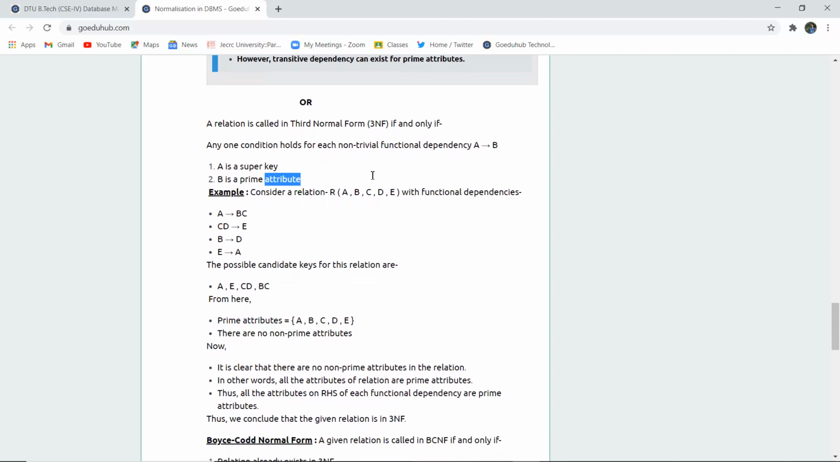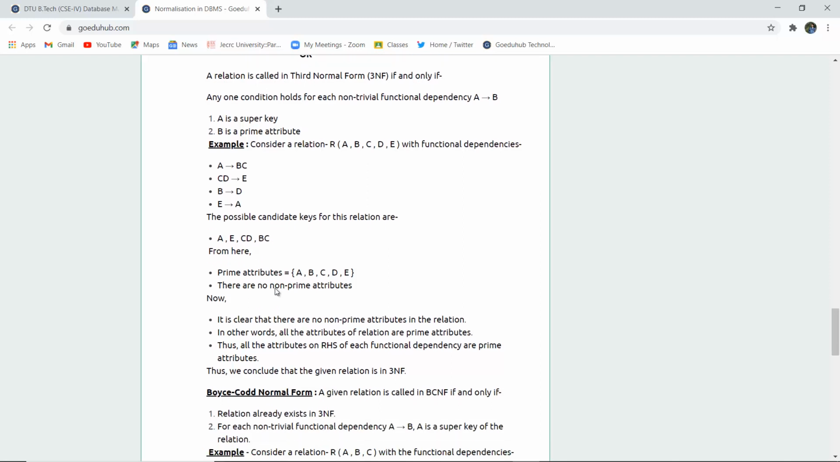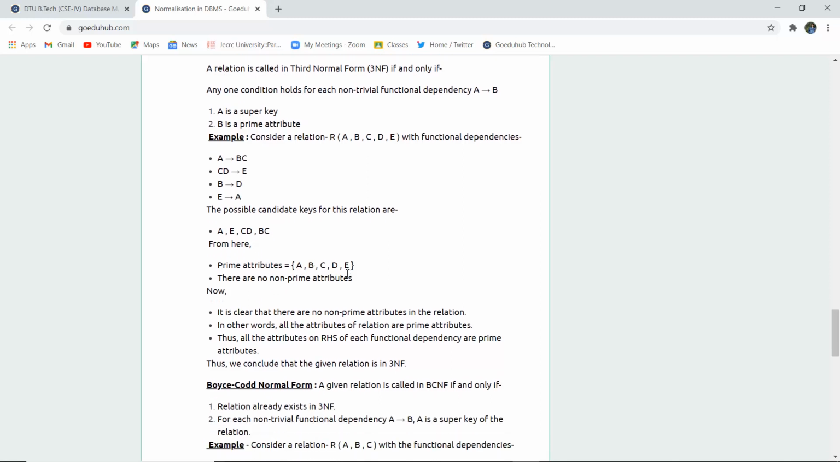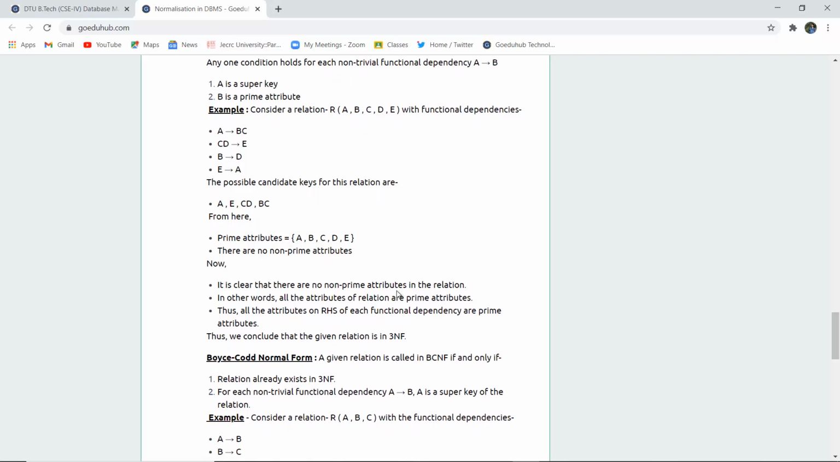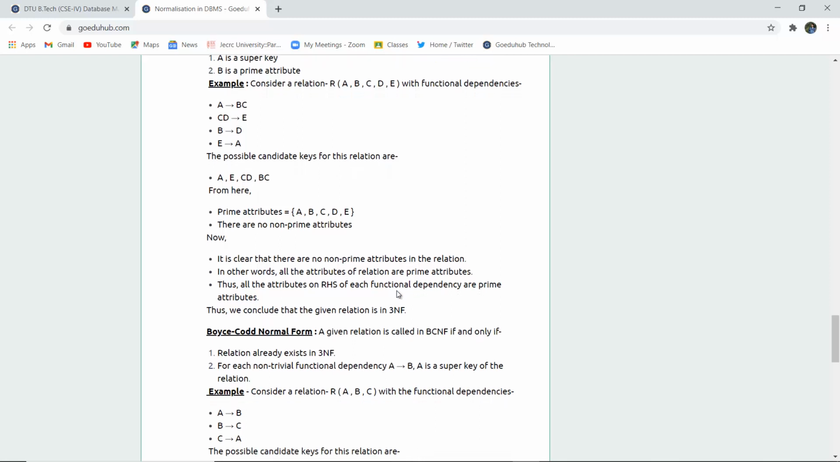For example, consider a relation A, B, C, D, E with the functional dependencies mentioned here. The possible candidate keys of that relation are A, E, CD and BC. Now the prime attributes are A, B, C, D and E, and there are no non-prime attributes. If there are no non-prime attributes in a relation, then all the attributes are prime. Thus all the attributes on the RHS of each functional dependency are prime attributes. Hence we can conclude that this relation is in 3NF, the third normal form in database management system.